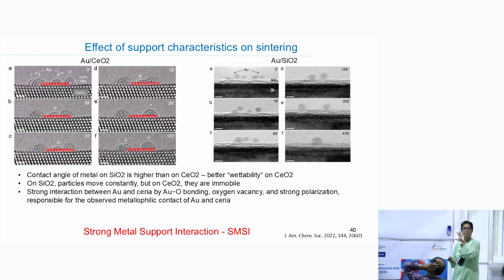So this is also something which people can work on. Even though we have a little bit of an idea, for example, reducible oxides are better and the interaction is better, so that it will not coalesce and move around and all that. That is important.